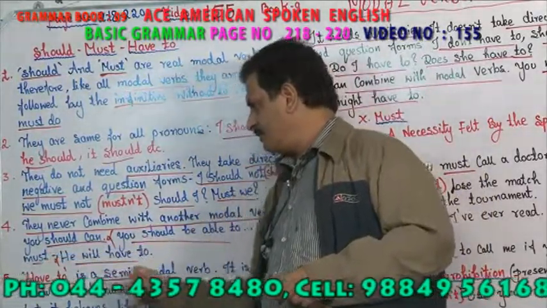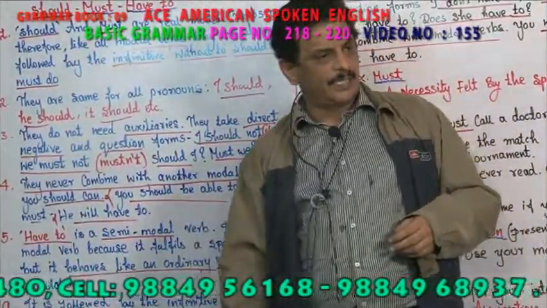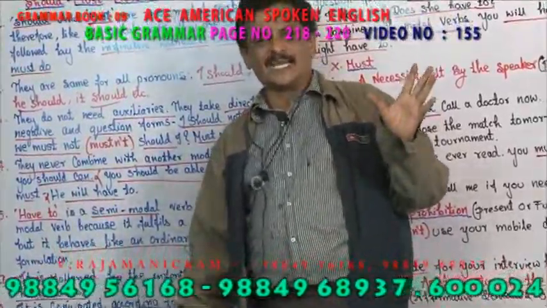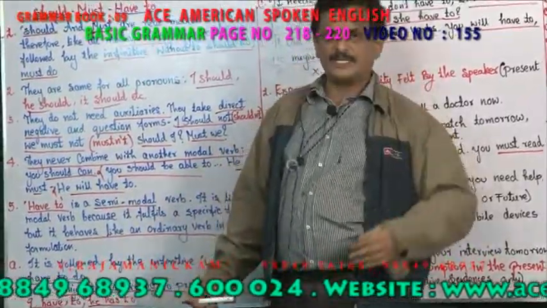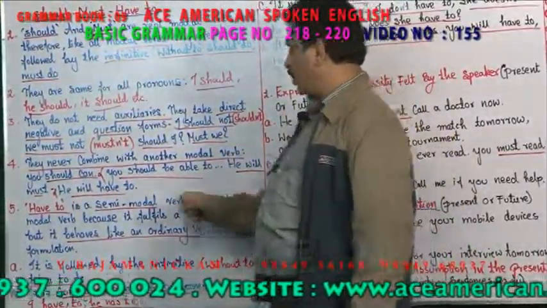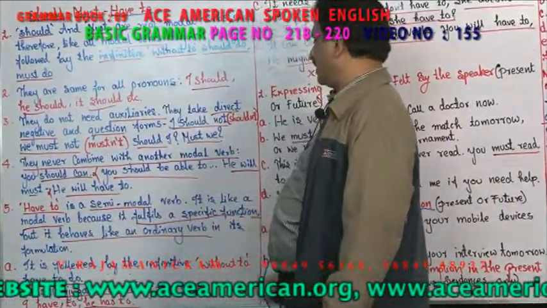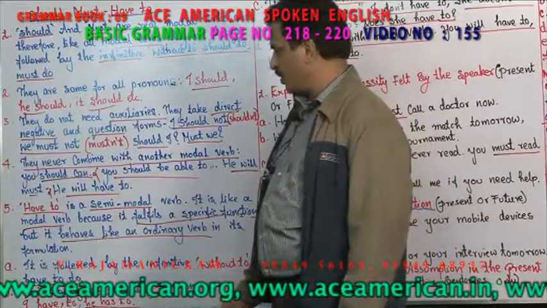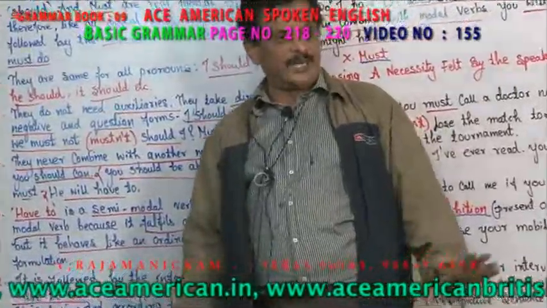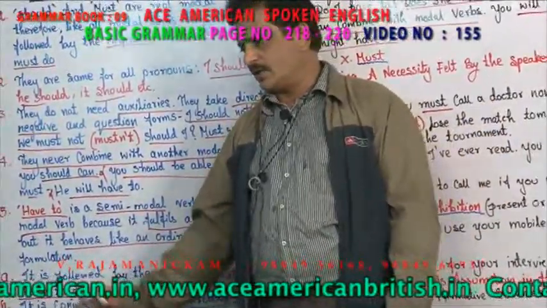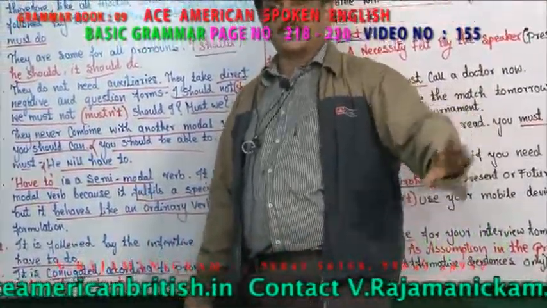He will have to. See here, have to is a semi-modal verb. Have to is not exactly a modal verb like can, should or must. It is a semi-modal verb, 50% modal verb. It is like a modal verb because it fulfills a specific function, but it behaves like an ordinary verb in the formulation, right? It is not a full modal verb, but still, it behaves like a modal verb.